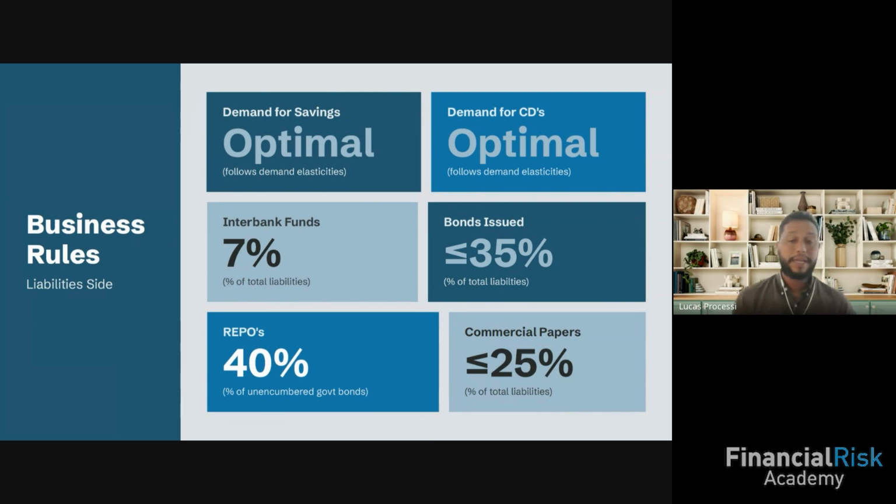All right, so on the liability side, we have the demand for savings and CDs. They follow the demand elasticities. We also have ad hoc rules for the other products of our liability side. Of course, these could also be governed by demand elasticities, but we chose to illustrate some of the options you have when you are modeling the items of your balance sheet. So here we are going with some ad hoc rules, okay?